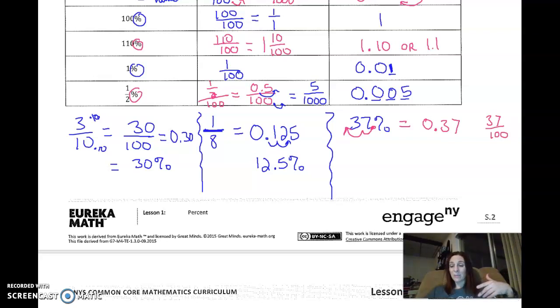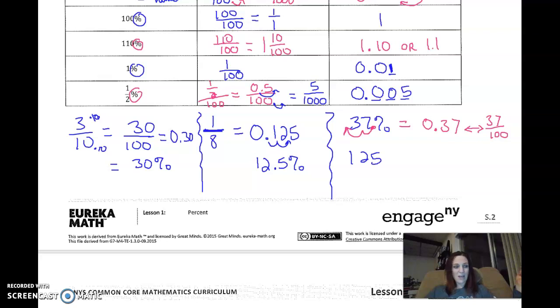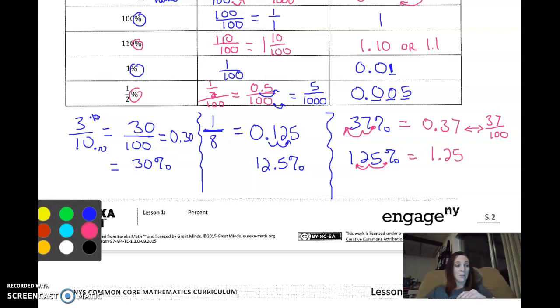You can see how these would be equal. You can go back and forth between them. We don't need the fraction though if we understand that to go from percent to a decimal, we move it to the left. So another example, let's say I had 125%. Decimal point right here, I move it 2 places left, and that would be 1.25. Drop the percent sign. It's no longer percent, okay?